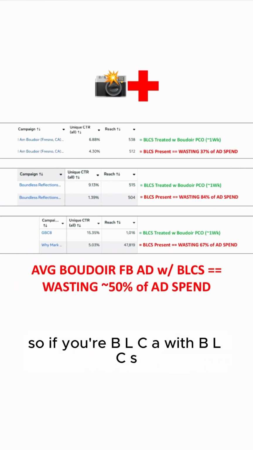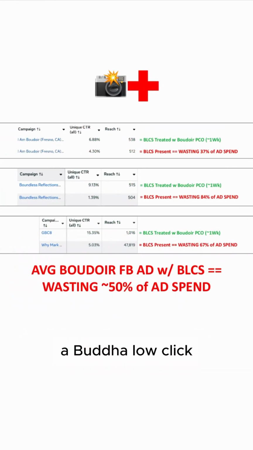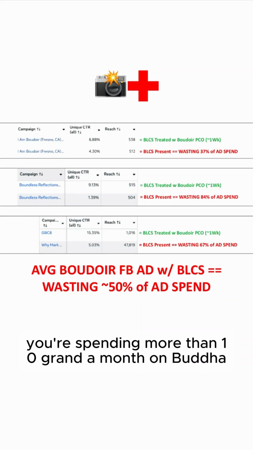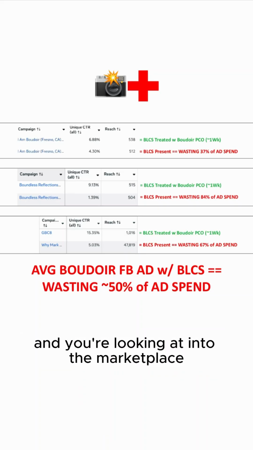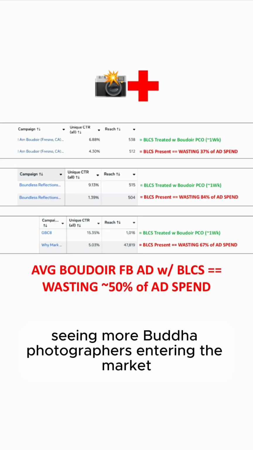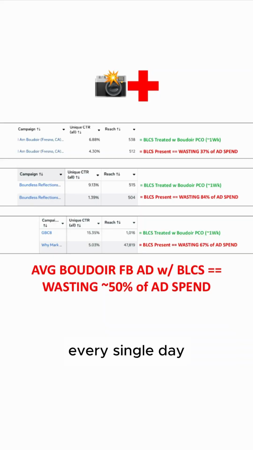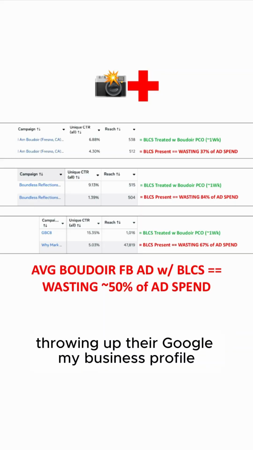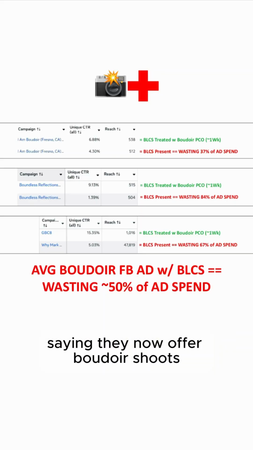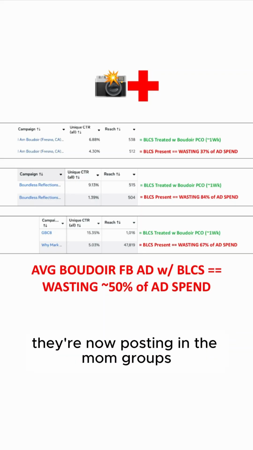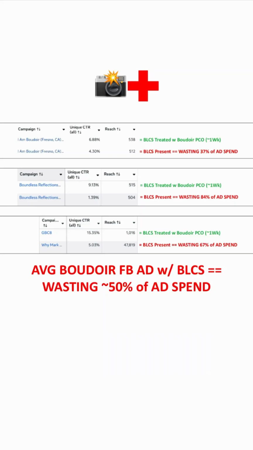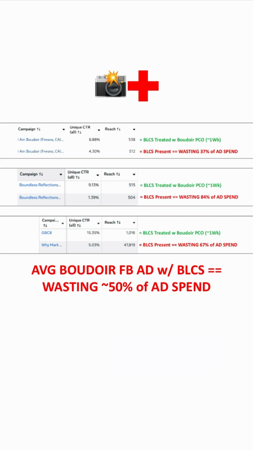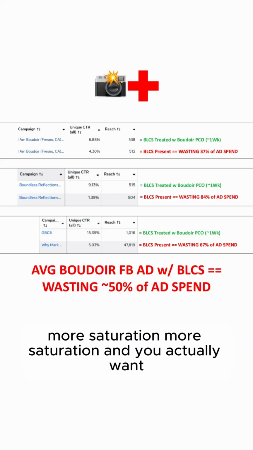So if you're a BLCA with BLCS, a Boudoir low click advertiser with Boudoir low click syndrome, and you're spending more than 10 grand a month on Boudoir Facebook ads, and you're looking at the marketplace, seeing more Boudoir photographers entering every single day. Seems like anytime someone gets a new iPhone, they're throwing up their Google My Business profile saying they now offer boudoir shoots, or if they get a new camera, they're posting in the mom groups saying they now offer boudoir shoots. So you see more boudoir photographers in the market competing for the same number of buyers. So more saturation, more saturation, more saturation.